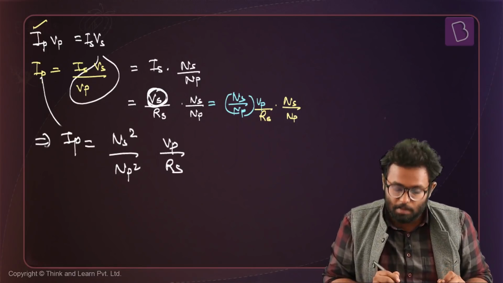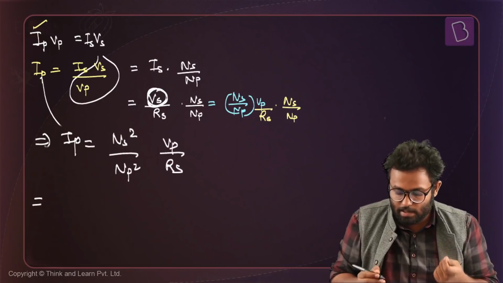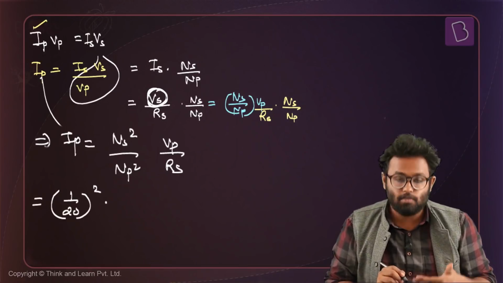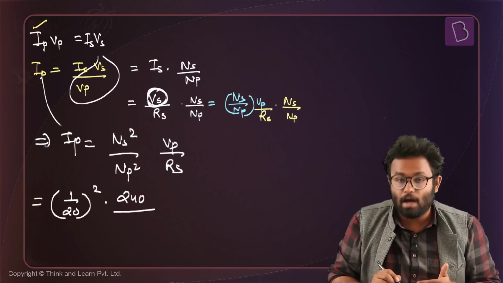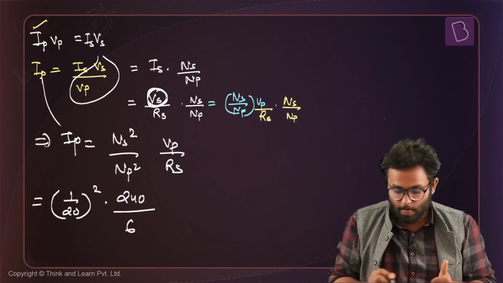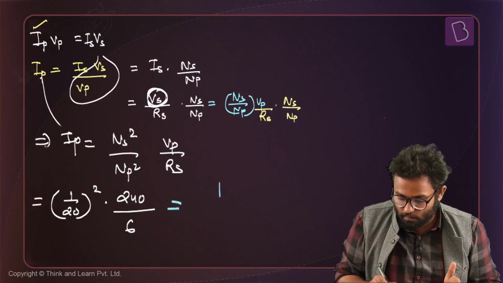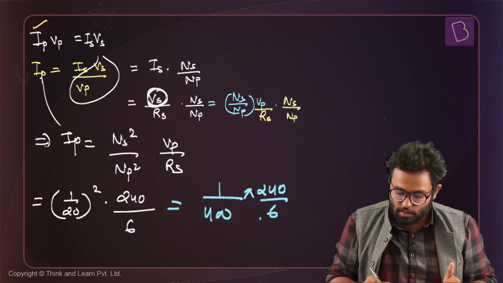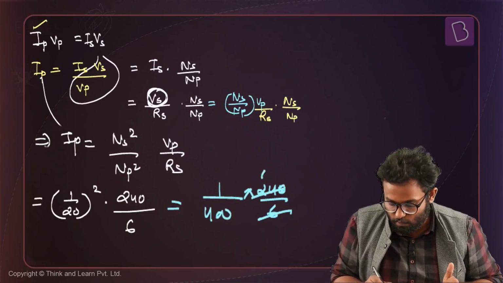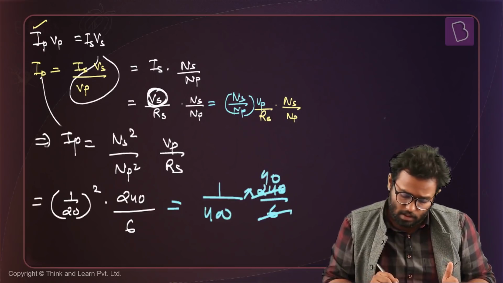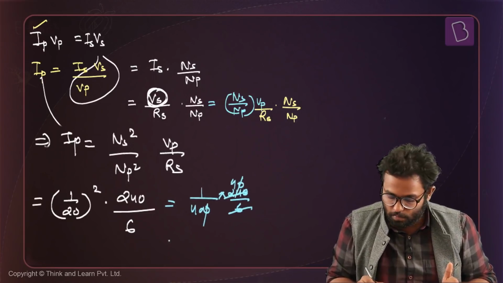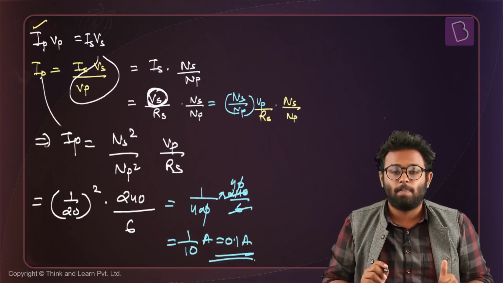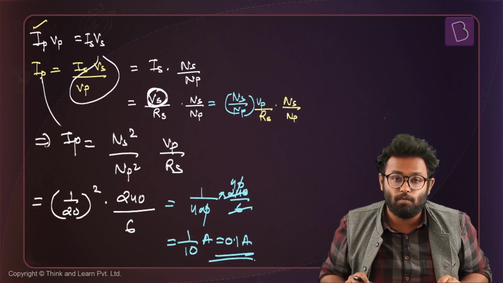Okay. Do I know VP, the potential in primary? I know that. I know NS and I know NP. The ratio of NS by NP I know is 1 by 20. So 1 by 20 whole squared times VP, which is 240, divided by RS. The resistance in secondary is 6. Okay. So let me find this. What do I get? 1 by 20 squared will be 1 by 400, times 240 by 6. So 6 would go 1, 2, 3, 4 times, right? So it will be 40. So that will become what? 0, 0 cancel. 4 is equal to 1 by 10 amperes, which is equal to 0.1 amps. Okay. So the current flowing in the primary is 0.1 amperes.